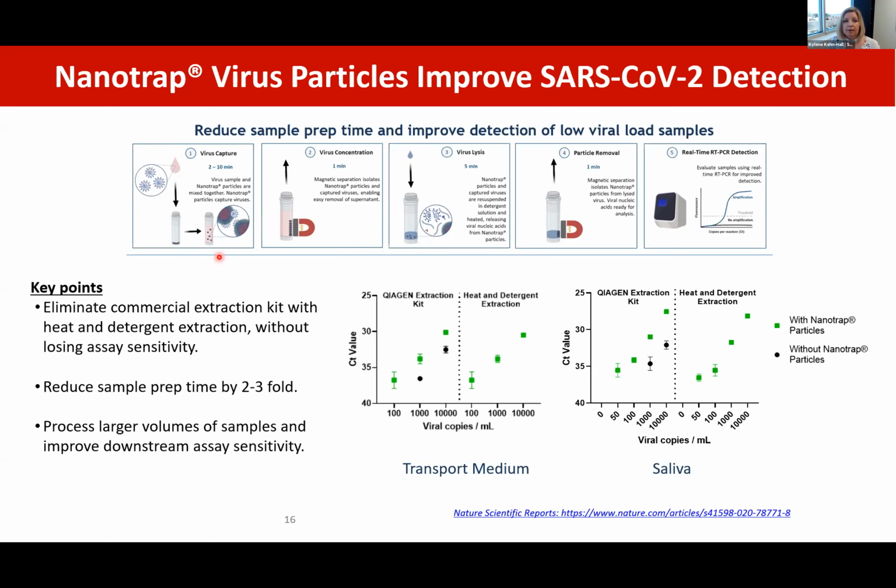So here you just have your sample added with nanotrap particles, you concentrate them out of solution, and then you lyse them quite rapidly using a heat and a detergent extraction method. Remove your particles and go directly into PCR. And when we compare this to a traditional extraction using QIAGEN kits, which we typically use for this process, you can see that with the nanoparticles, we always get a decrease in CT values compared to without. If we do this with virus spiked into transport media, or if we look at virus spiked into saliva samples.